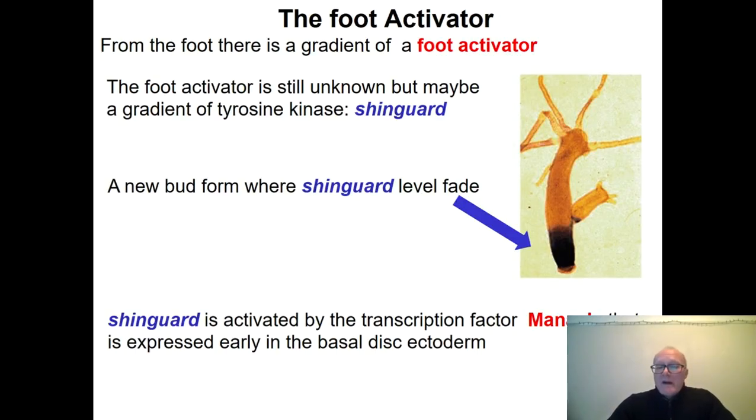Sp5 is also activated by a transcription factor that is called Manacle, and Manacle is only expressed in the basal disc ectoderm, so in the foot ectoderm. So this again suggests that Sp5 may be indeed the foot activator or the foot signal that creates this foot to head gradient that controls regeneration.